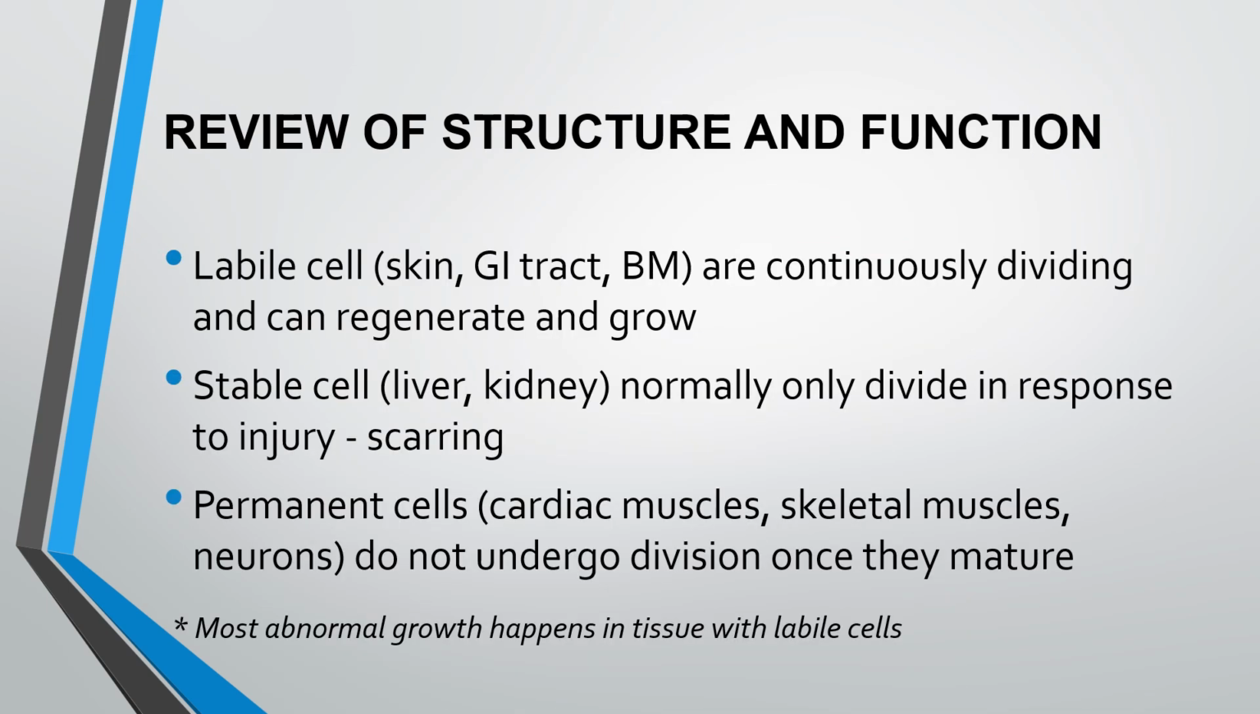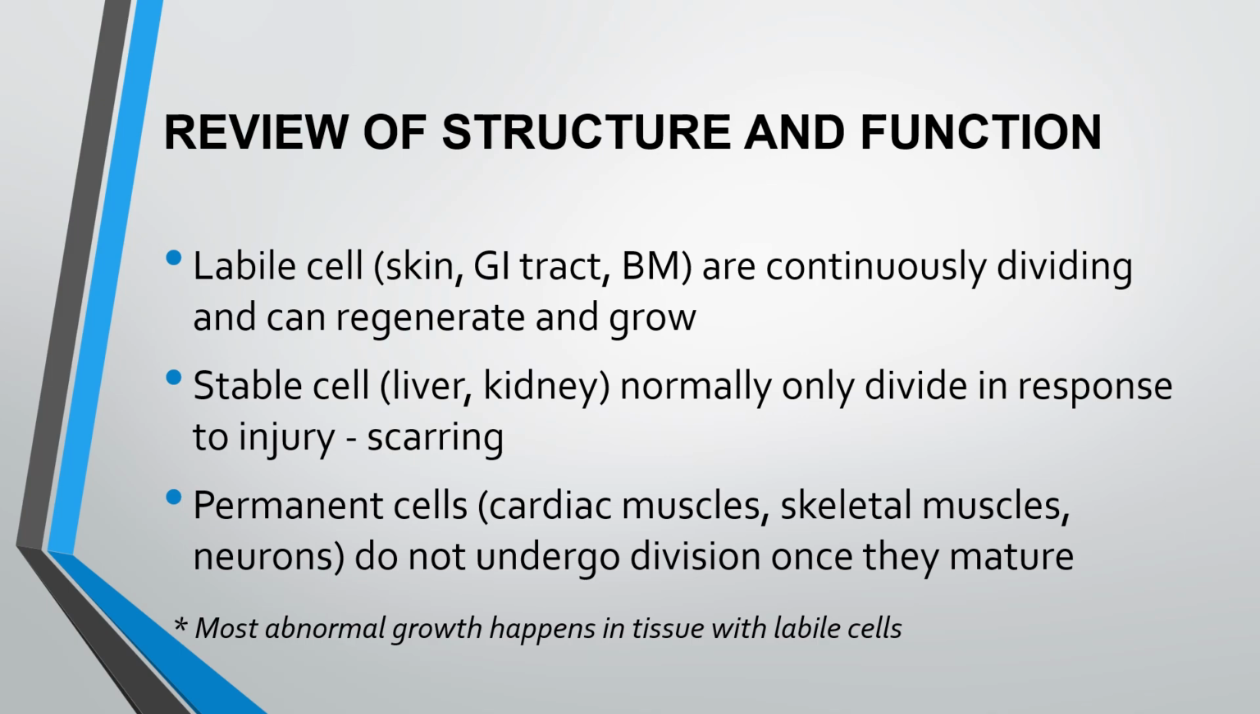This slide explains why some tissues regenerate beautifully and others don't. Labile cells, like skin, GI epithelium, and bone marrow, divide continuously. They're always ready to replace themselves, which is great for healing, but it also makes them more prone to abnormal growth. Stable cells, like liver and kidney cells, usually sit quietly until injury occurs. When needed, they can re-enter the cell cycle, but if damage is severe or prolonged, healing shifts towards scarring.